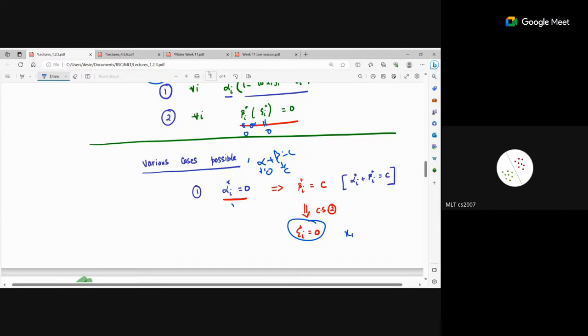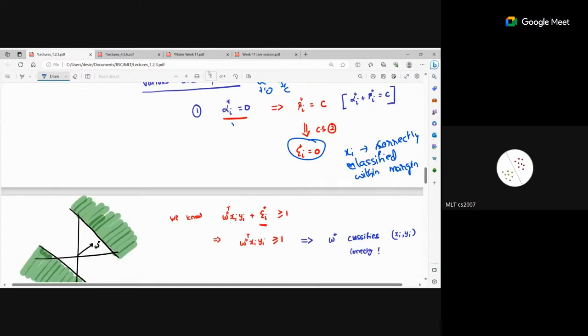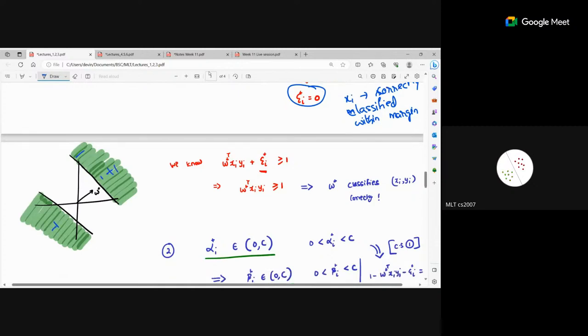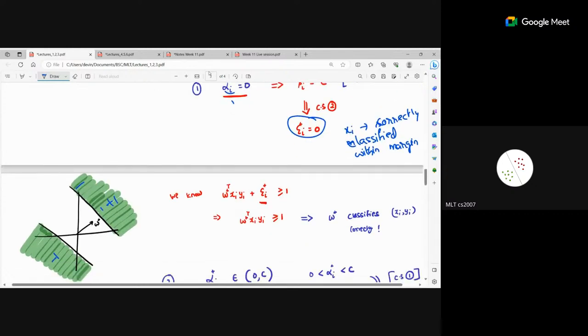This particular point x i is correctly classified, and it's within the margin. So that means all the points are correctly classified. When alpha i is equal to zero, whatever points you have are correctly classified. So what are going to be these correctly classified points? This region. So in all this region, the points should be plus one, and here it should be minus one. Clear?